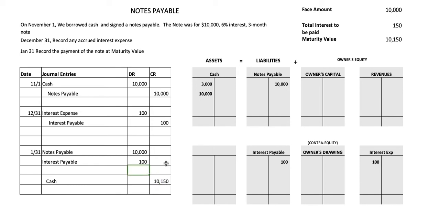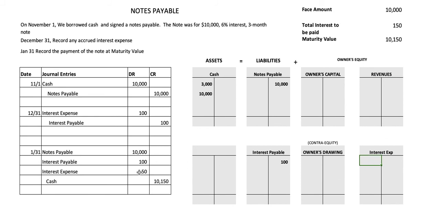This journal entry is not complete because we need another debit. That debit represents the interest expense for year 2. $50 is the interest expense that we incurred between January 1st and January 31st. Now, at the end of year 1, all your revenues and all your expenses are closed out, so this will be gone at the end of year 1.